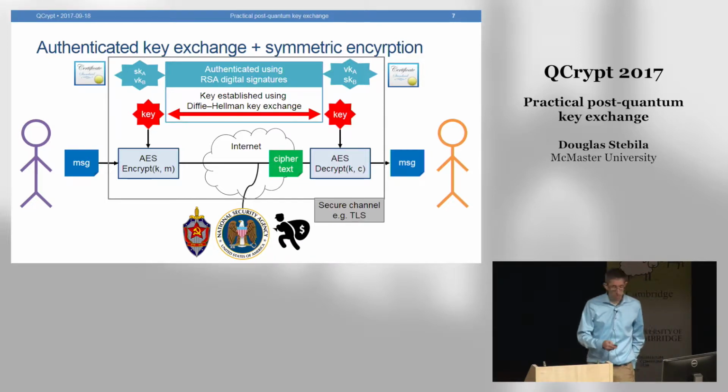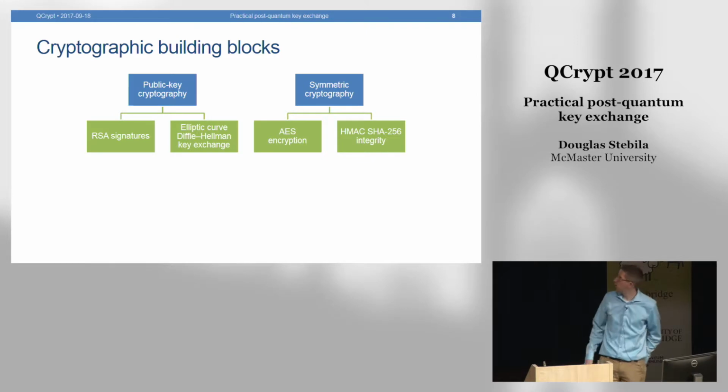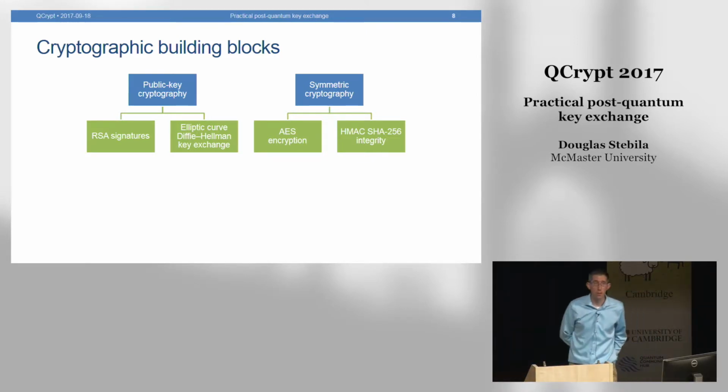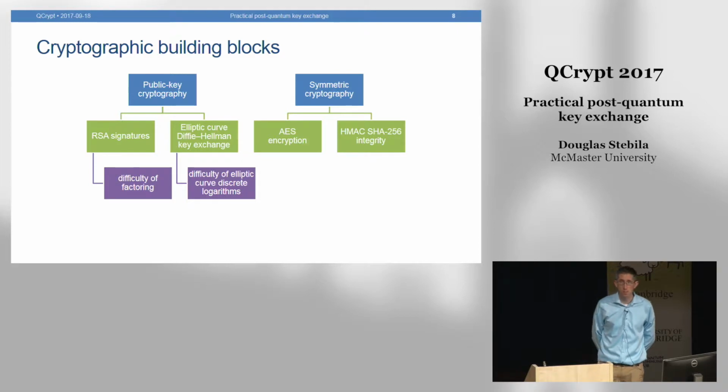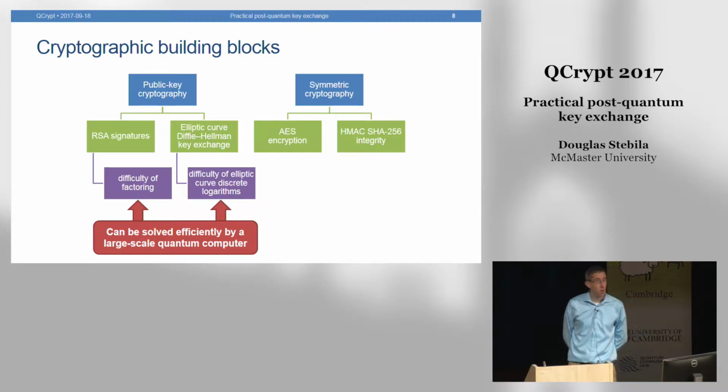Now, coming back to our cryptographic building blocks, we've got public key cryptography and symmetric cryptography. Our public key algorithms like RSA or Diffie-Hellman are based on number theoretic cryptography. RSA is based on the difficulty of factoring, and elliptic curve Diffie-Hellman on the difficulty of computing discrete logarithms. As all of you know, these are problems that could be efficiently solved by Shor's algorithm on a quantum computer. These are the parts of cryptography that we're most worried about being broken with the advent of quantum computers.